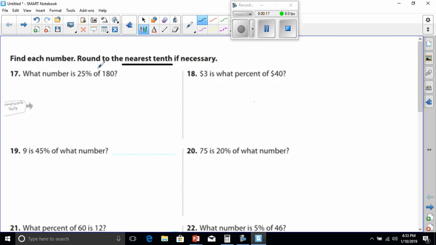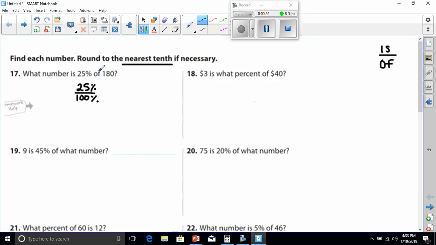What number is 25% of 180? Well, once again, we look for these magic words, is and of, and we always remember is will go above of. Okay, and so is 25%, so we know that we're going to start out by putting 25% on top, because if it starts with is, it's going on top. Since it's 25%, we know the bottom part has to be 100%, because it's always 100%.